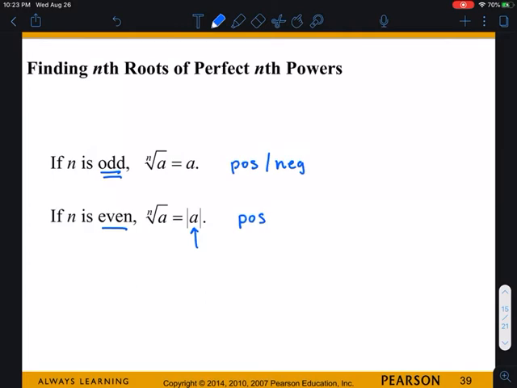Just like if you take something to a second power or a fourth power or a sixth power, you always end up with a positive answer. If you had an odd power, you have the possibility of ending up negative.